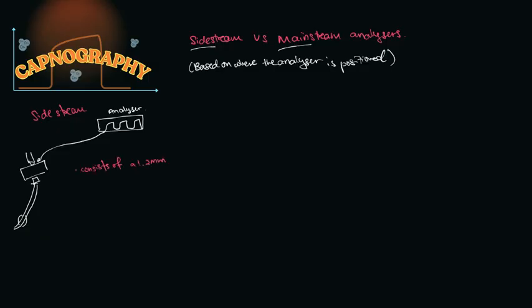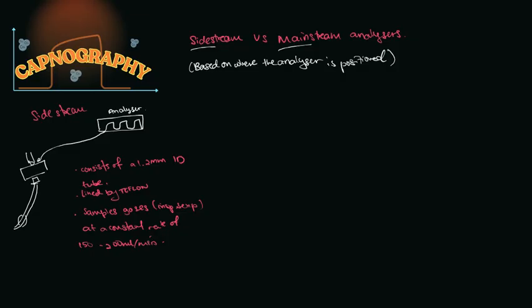So sidestream analyzers consist of a 1.2 millimeters internal diameter tube. It's very, very small. They're lined by Teflon so that the carbon dioxide does not react with the tube. The sample gases are sampled throughout the inspiratory and expiratory phases at a constant rate of 150 to 200 mL per minute. And this sampling tube delivers the gas to the sampling chamber to be analyzed.